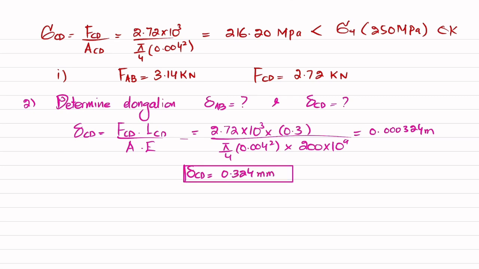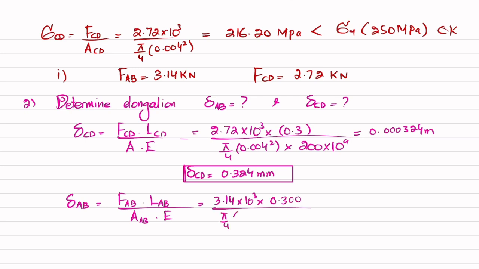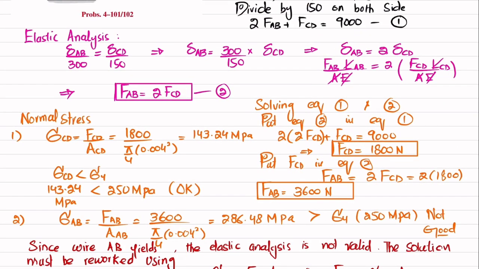Now we'll find change in length of AB. So change in length of AB is equal to FAB into LAB divided by area of AB into E. Put the values. FAB is 3.14 into 10 raised to power 3 Newton. Length is same, which is 0.300, divided by same area because the diameter is same, and same material, so modulus of elasticity is 200 gigapascal, which is 200 into 10 raised to power 9. So when you solve this, you will get 0.000649 meter, or you can say change in length of AB is equal to 0.649 millimeter.